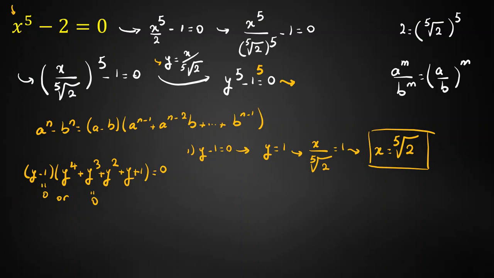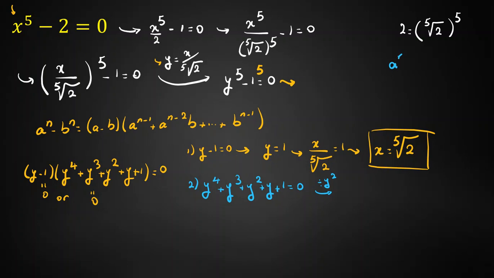In the next step, we say that the second part is 0. y to the 4 plus y cubed plus y squared plus y plus 1 is 0. We know that y is not 0 because if we replace y with 0, the left hand side will be 1, right hand side 0. Now we divide both sides by y squared, okay? And let me erase this part.